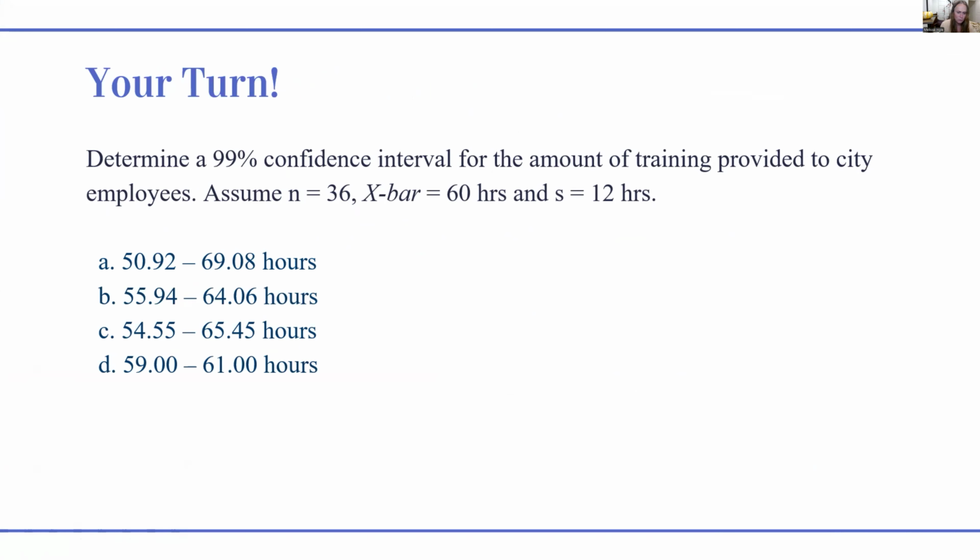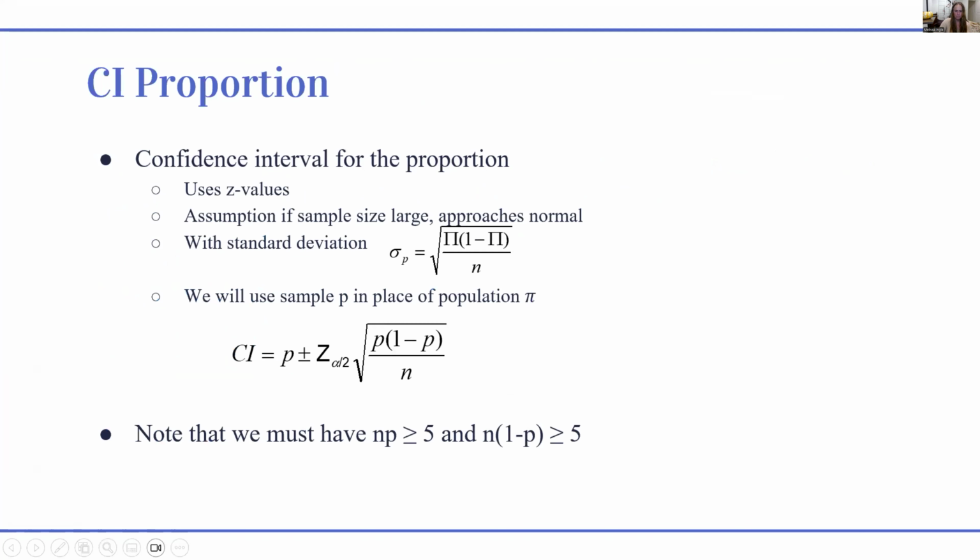Question number 2, I want you to determine a 99% confidence interval for the amount of training provided to city employees. Again, 99% confidence interval. You've got the number of observations, you've got the X bar, you've got the standard deviation of the sample. You can either use the t-table or you can use the Excel formula, T.INV.2T. All you need is the alpha and the degrees of freedom.